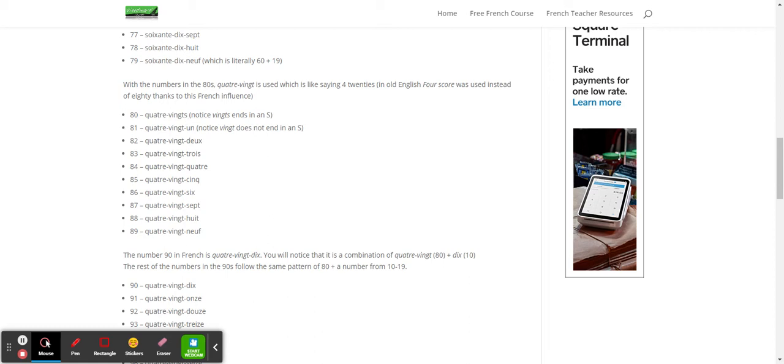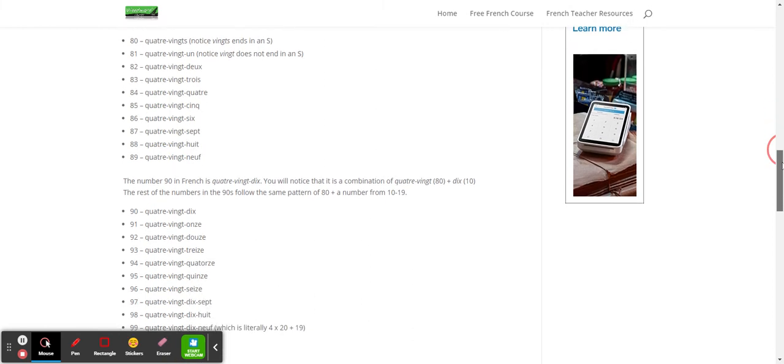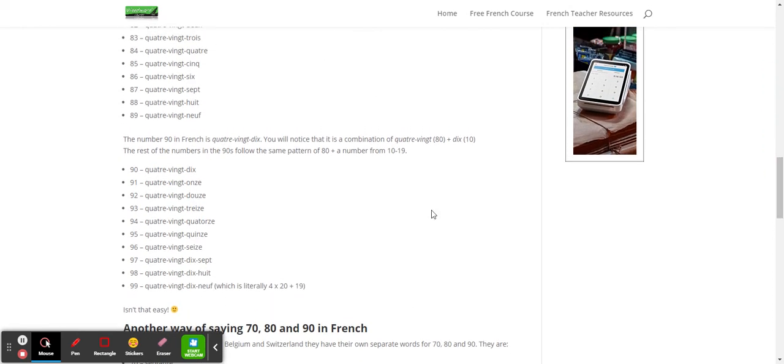81. So now you have 81, 82, 83, 84, 85, 86, 87, 88, 89. And now we get to 90. So the way 60 and 70s were kind of tied together, 80s and 90s are also tied together. So we're still going to be using 80, but now we're going to be using the teens again.